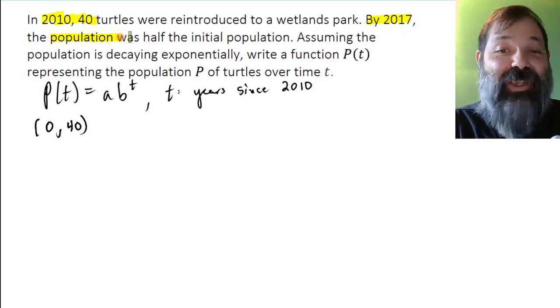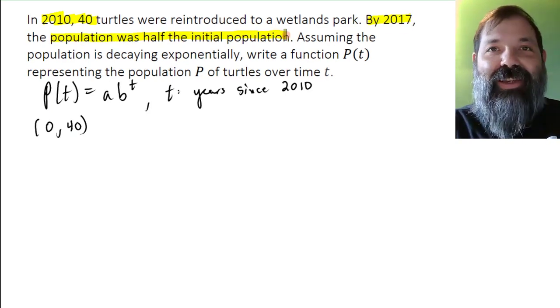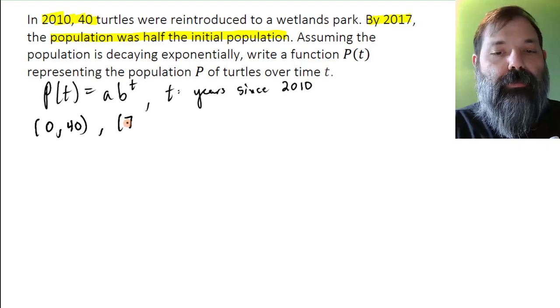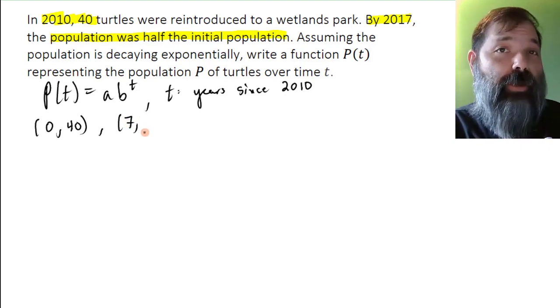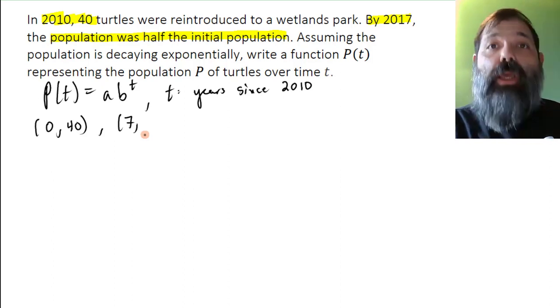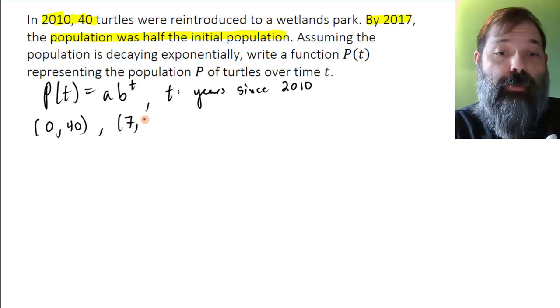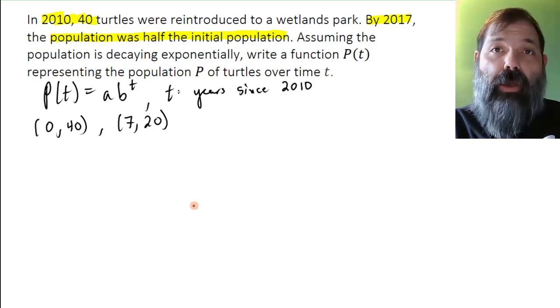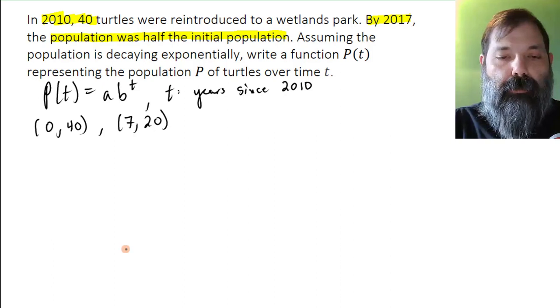2017, the population was half the initial population. So that means that when t is 7, the population is half the initial population. Well, the initial population is 40. Half the initial population would then be 20. So we have two data points. Let's use these data points to find the values of a and b.